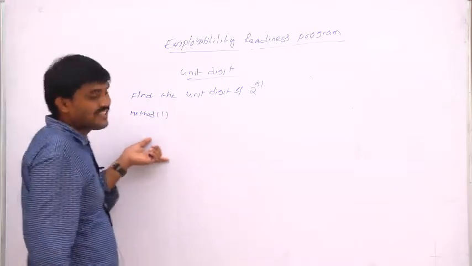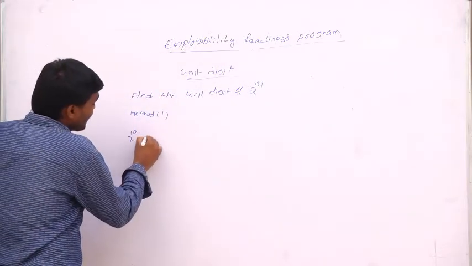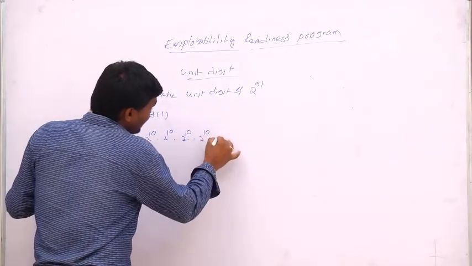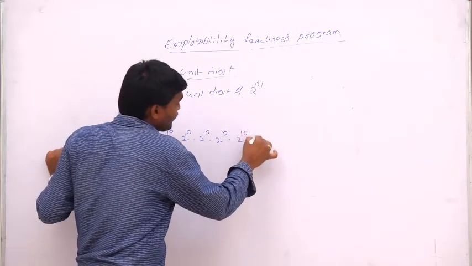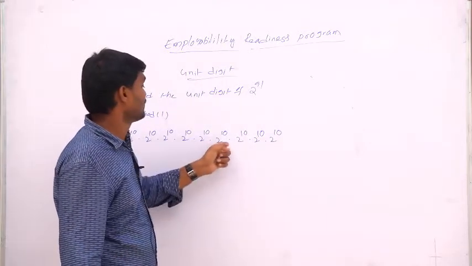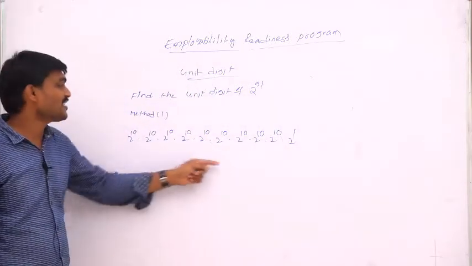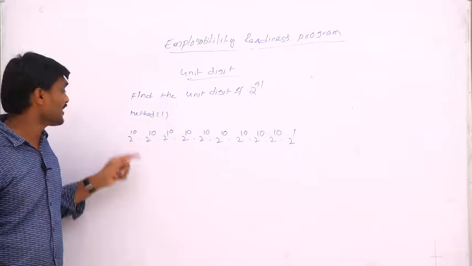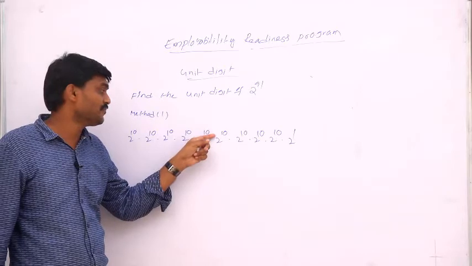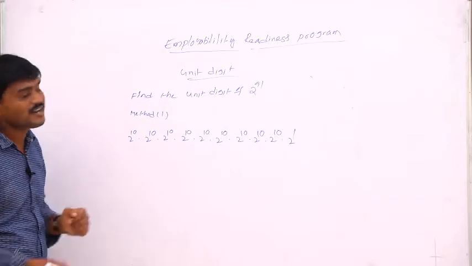You know, when bases are equal, the powers should be added. So you can write 2 power 10 into 2 power 10 into 2 power 10, and so on, seven times, into 2 power 1. Here the bases are equal, so the powers should be added: 10 plus 10 is 20, 20 plus 10 is 30, and so on up to 90, and 90 plus 1 gives 2 power 91.